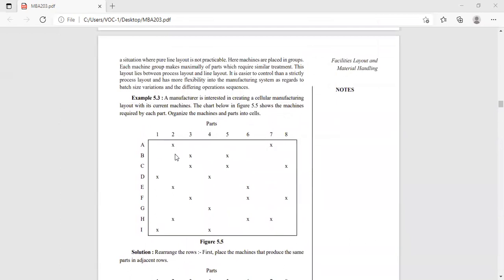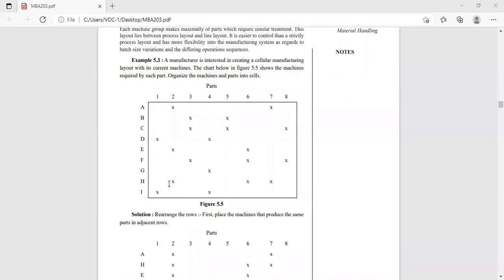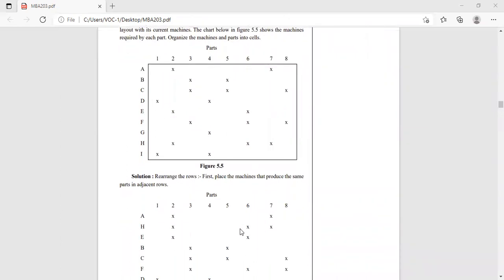So an example is given: a manufacturer is interested in creating a cellular manufacturing layout. This is the layout with its current machines. The chart below in figure 5.5 shows the machines required by each part. Organize the machines and parts into cells. So rearrange the rows. First, place the machines that produce the same parts in adjacent rows.